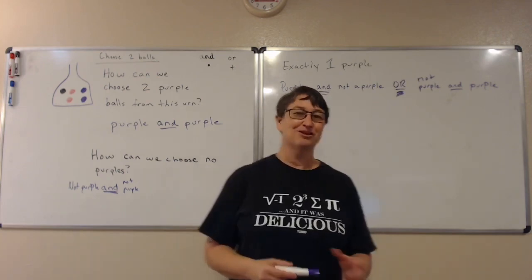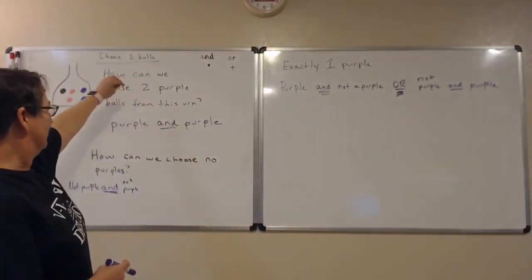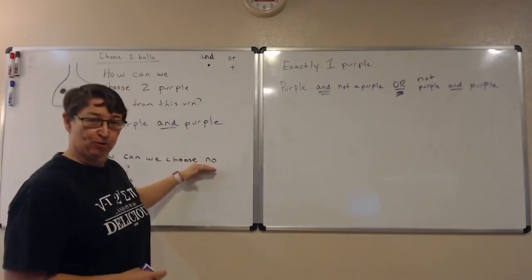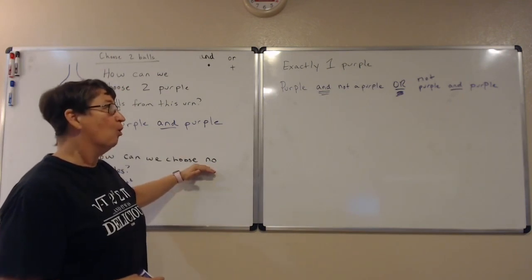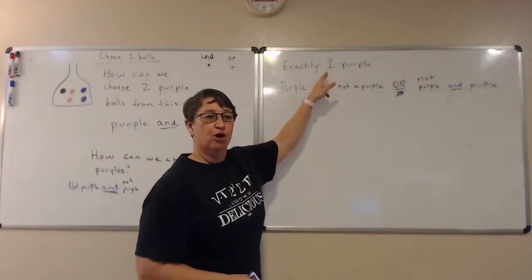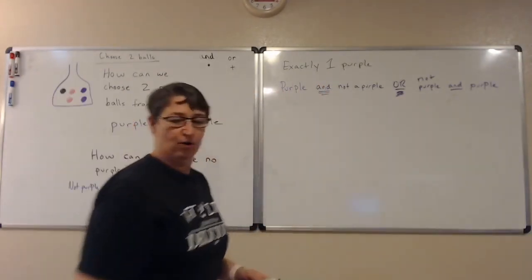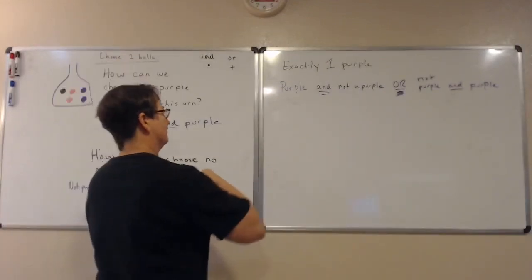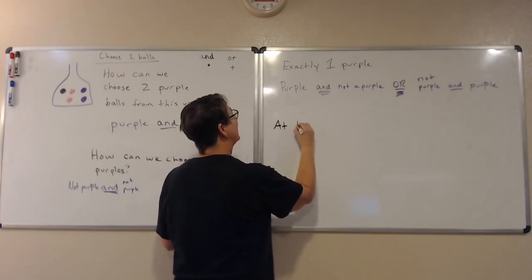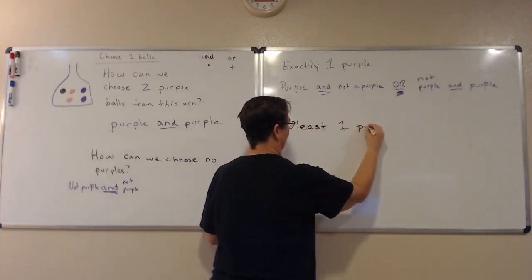Hey, yeah, that was the whole thing, Mr. Simpson. You're right on my wavelength there, because notice that I could get 0 purples out of this urn, or I could get 1 purple out of this urn, or I could get 2 purples out of this urn. Now, how can I get at least 1 purple?